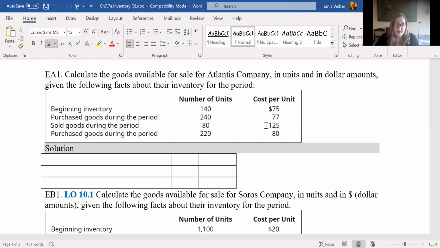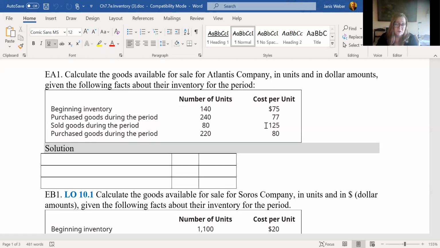Basically, there are two ways to arrive at goods available for sale. First, you could say, how much inventory do we have at the beginning of the period, plus how much inventory did we add this period? When you add those two things together, the beginning inventory plus the purchases this period, you have the amount that's available for sale. So that's one way to come up with it.